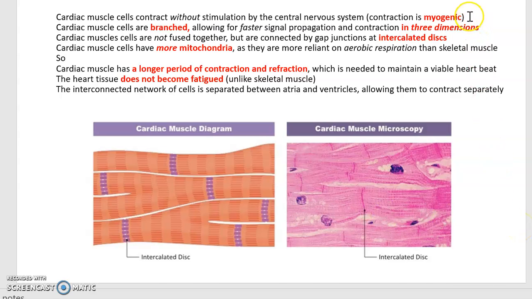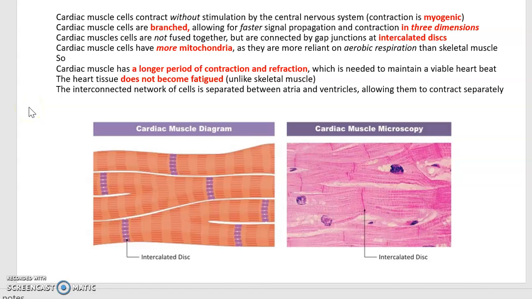So remember that the heart is myogenic. The branching structures are three-dimensional, and that means that you can get fast propagation throughout the entire muscle tissue. You've got these intercalated discs. They're not fused tightly together. Incidentally, the intercalated discs are the same thing as the gap junctions. That allows an easy flow of electricity between them. You've got many, many mitochondria, which prevents the muscle from becoming fatigued. And the mitochondria also signal to you the fact that there must be aerobic respiration, so respiration with oxygen, within cardiac tissue. One thing that cardiac tissue doesn't do is become fatigued.